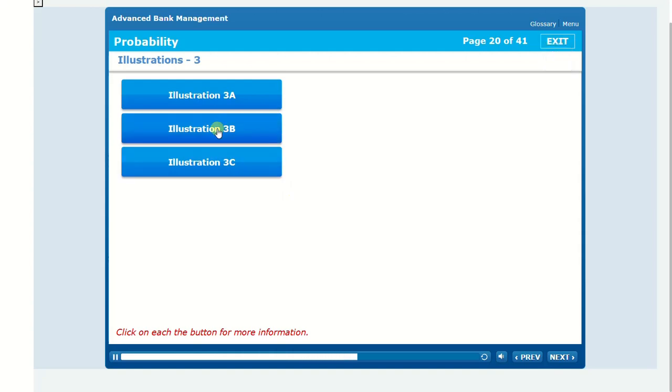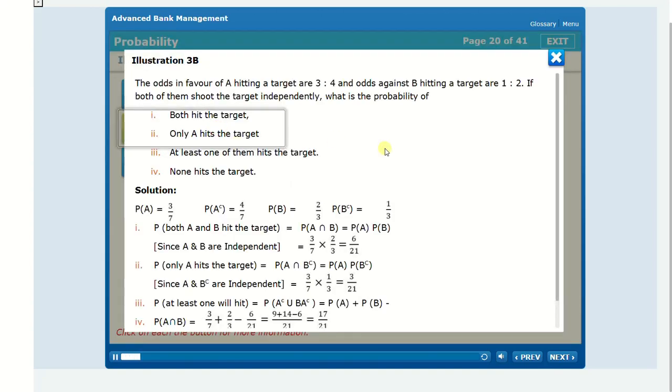Illustration 3b. The odds in favor of A hitting a target are 3:4 and the odds against B hitting a target are 1:2. If both of them shoot the target independently, what is the probability of 1. Both hit the target. 2. Only A hits the target. 3. At least one of them hits the target. 4. None hits the target. Solution.